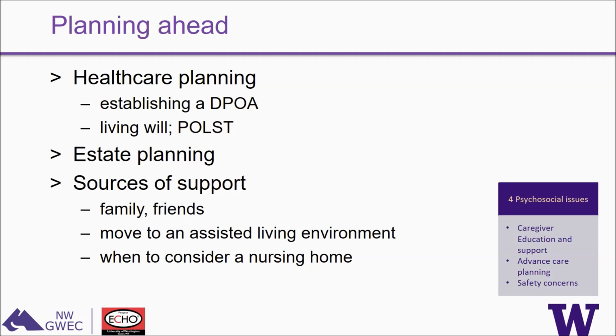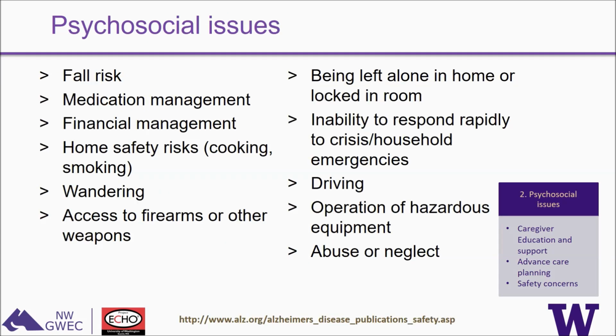Okay. Finally, in this fourth bucket, other things that you can think about talking about are healthcare planning, establishing a DPOA, living wills, bringing up estate planning, making sure people have good avenues of support, family and friends, even planning ahead. What if my loved one gets worse and who can I call to help, or do I want to start thinking about where I want to go if I need to move? So having those types of discussions is an important part of dementia care.